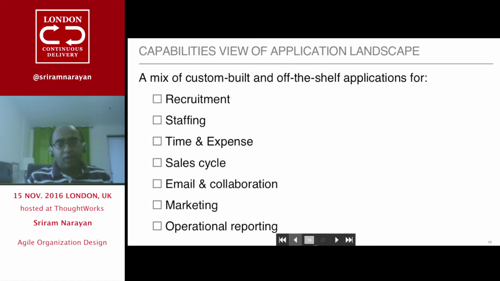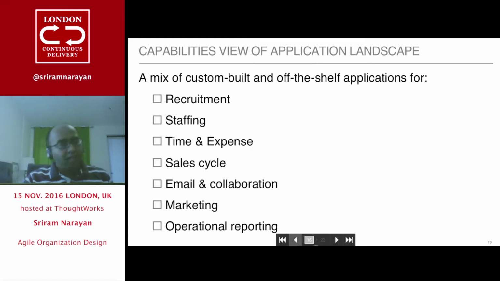What I just described is a capabilities view of the application landscape, rather than talking about each and every component, saying, oh, this is the corporate directory and so on, categorizing them into a bunch of capabilities like this. And they are a mix of custom built and off the shelf applications.